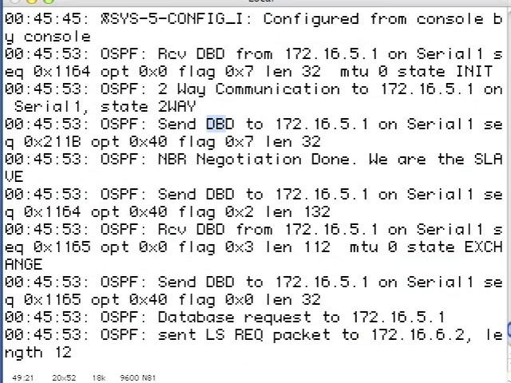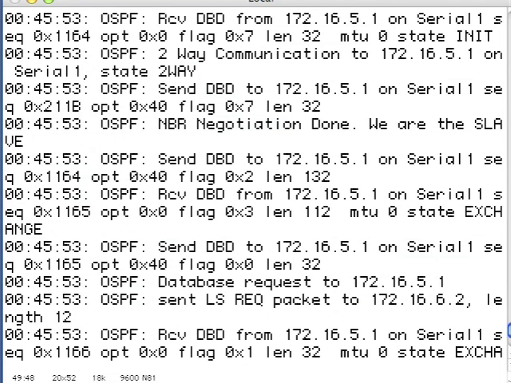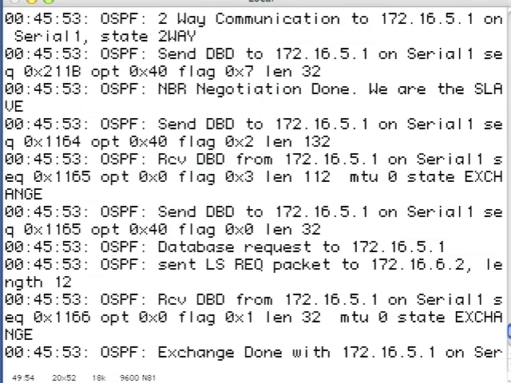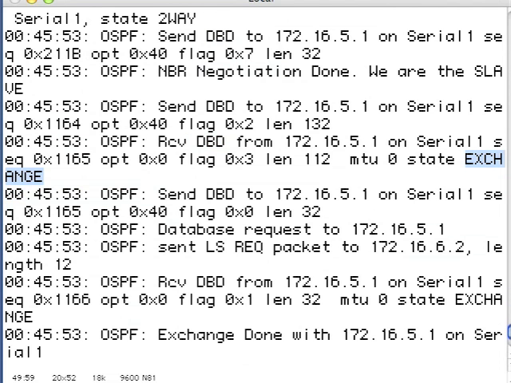And then we start sending database descriptions to each other, and we go into the exstart phase, and it's not listed here, but part of the exstart phase is you decide who is the master and who is the slave, so who's going to control the LSA exchanges. And then, so we've exchanged our inventory of LSAs, and then we move into the exchange state, which is, hey, let's send LSAs back and forth.